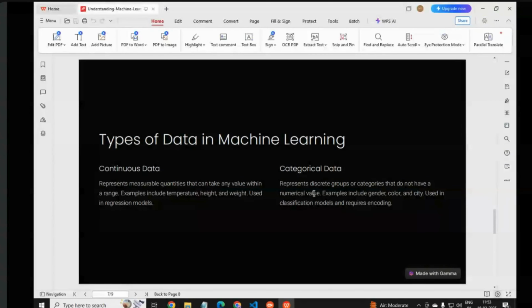For this we require encoding. We convert this by using one hot encoding and label encoding. We have to use these to convert categorical data into numbers.